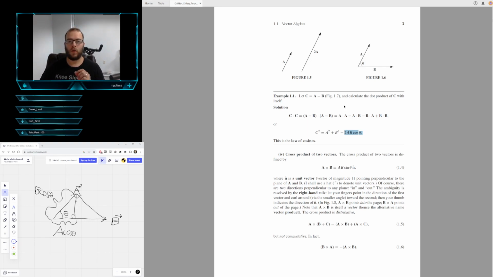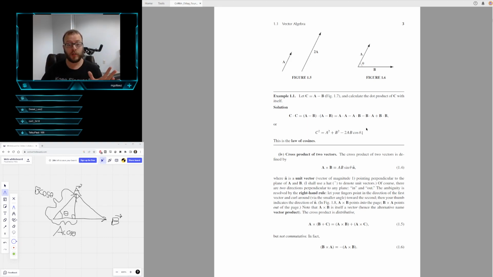Now, what happens if theta is equal to 90 degrees? Well, if theta is equal to 90 degrees, then this term drops out to 0, and we have A squared plus B squared equals C squared, which is the Pythagorean theorem. So this is a general form of the Pythagorean theorem known as the law of cosines. Pretty neat.